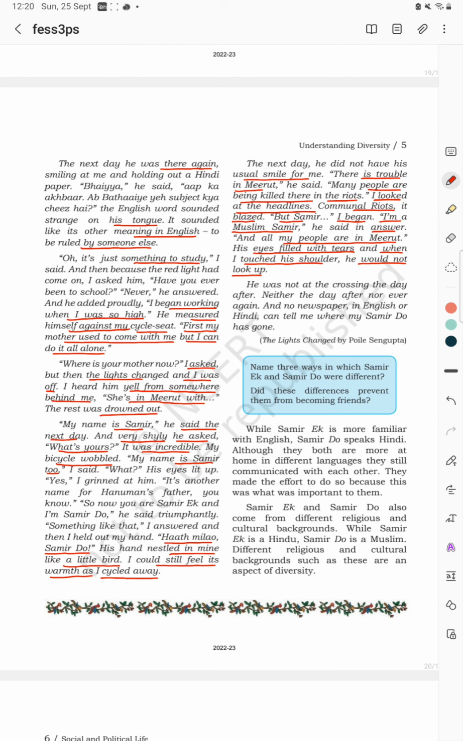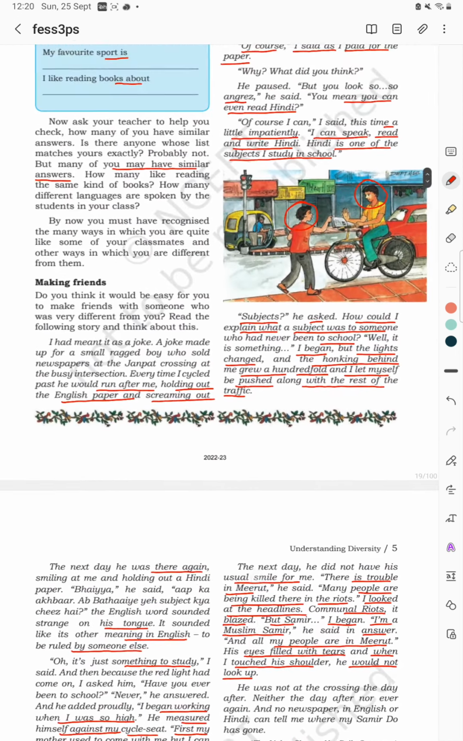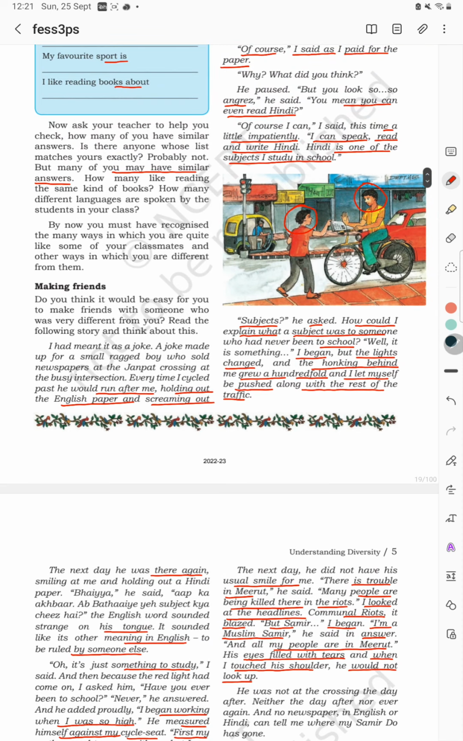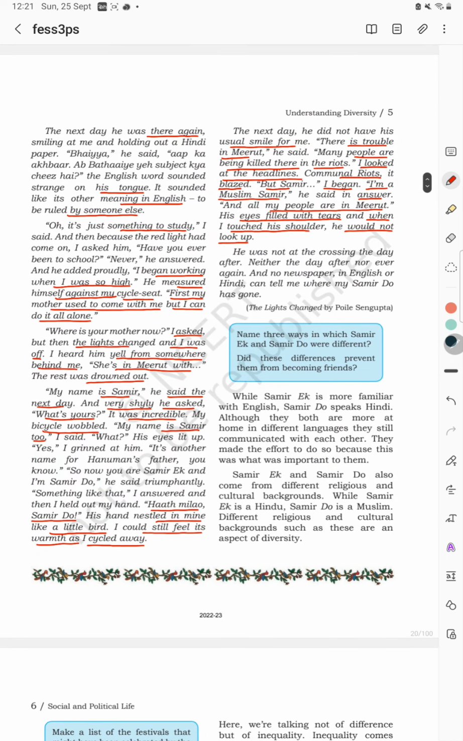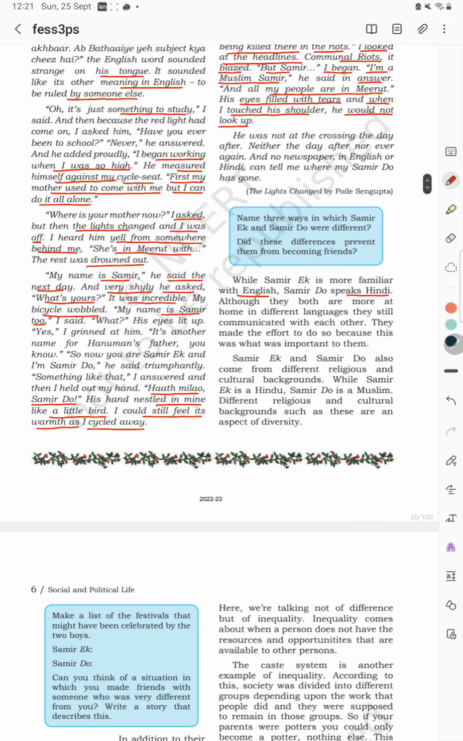Now, if we talk about Samir 1, he was more familiar with English. Who is Samir 1? The one on the bicycle. The one selling the newspaper is Samir 2. So Samir 1 is more familiar with English and Samir 2 speaks Hindi. This is one difference. So we can write here: language. They speak different languages.